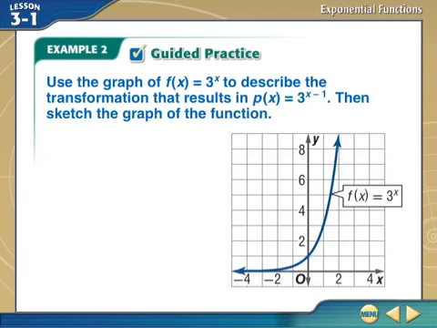In example 2, guided practice, we are going to use the graph of f of x equals 3 to the x to describe the transformation that results in p of x equals 3 raised to the x minus 1. Then we're going to sketch the graph of the function. I would like you to go ahead and graph the original function f of x, which the graph is shown here, and then I want you to also graph p of x and describe the transformation of that function from f of x to p of x and sketch p of x on the same axes as f of x.